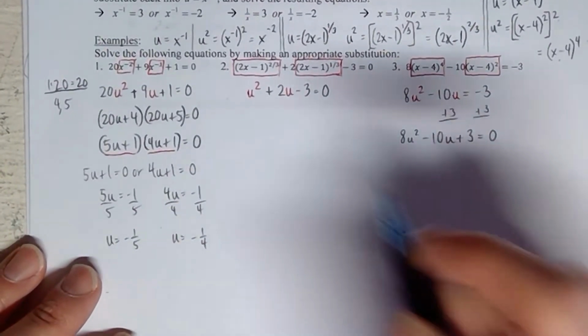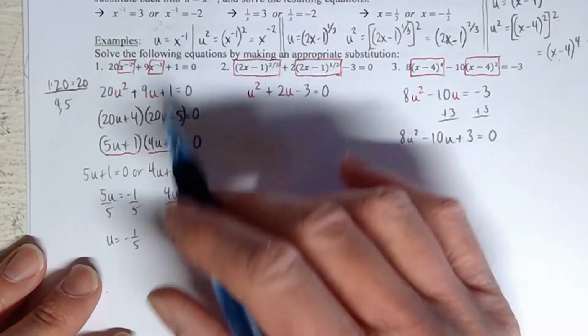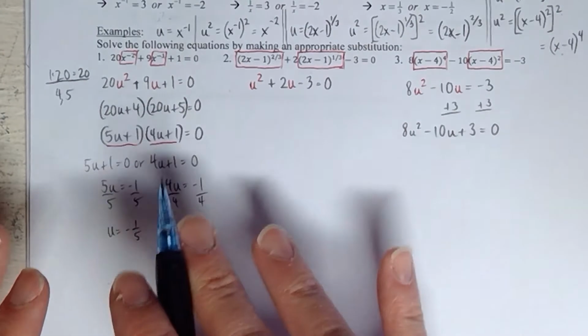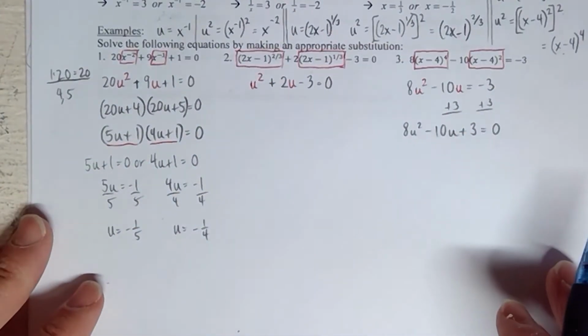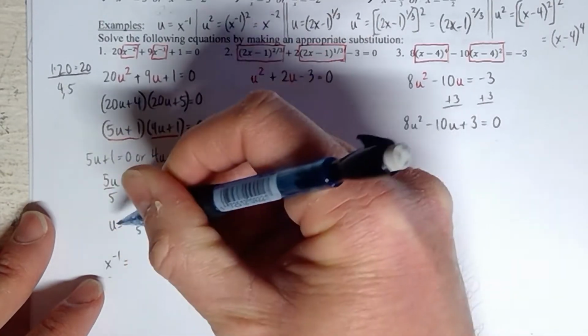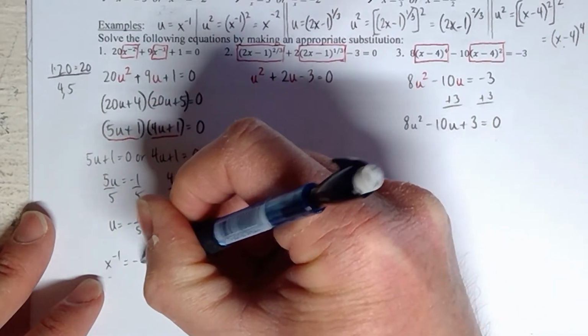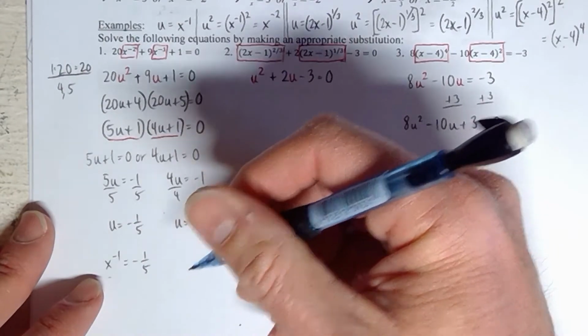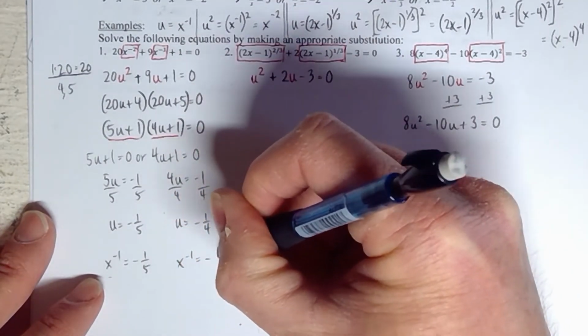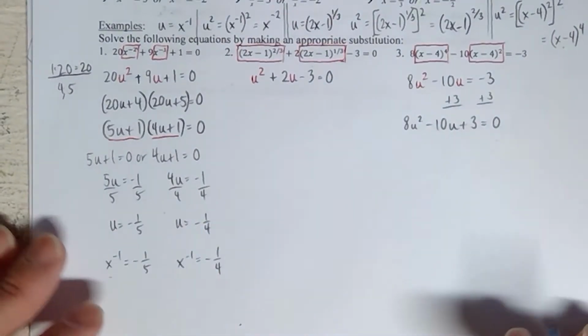Okay, so since u is equal to negative 1 in this problem, what you do after you get u by itself, and please wait until you get u by itself first, but once you do, then you replace the u with the x negative 1 because that's what it's equal to in this problem. And now you solve for x.